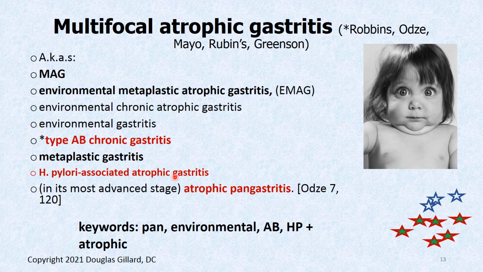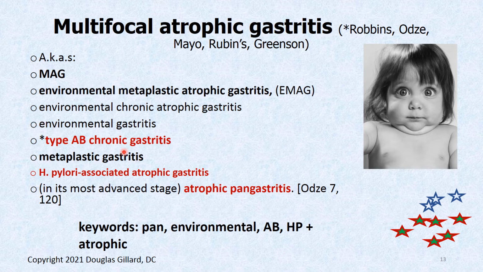HP-associated atrophic gastritis is another one, but this is a terrible one, really, because we know HP also causes non-atrophic gastritis, so that's a terrible AKA. I hope they don't use that on boards. Got to use one of these other ones. Just multifocal atrophic gastritis is the one that should be used.